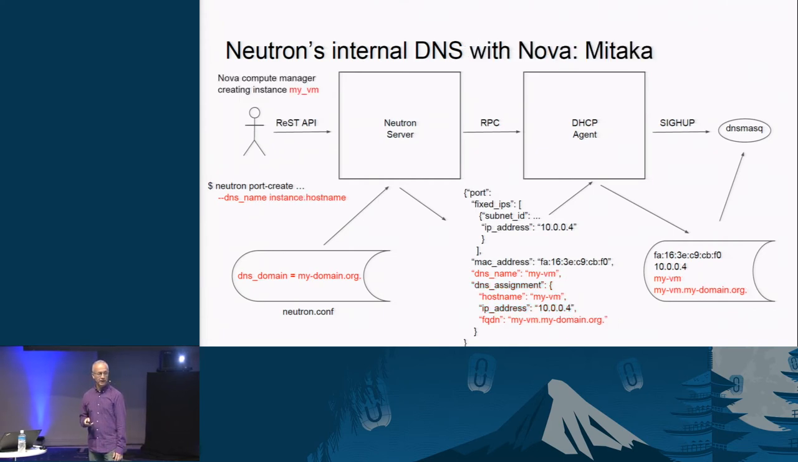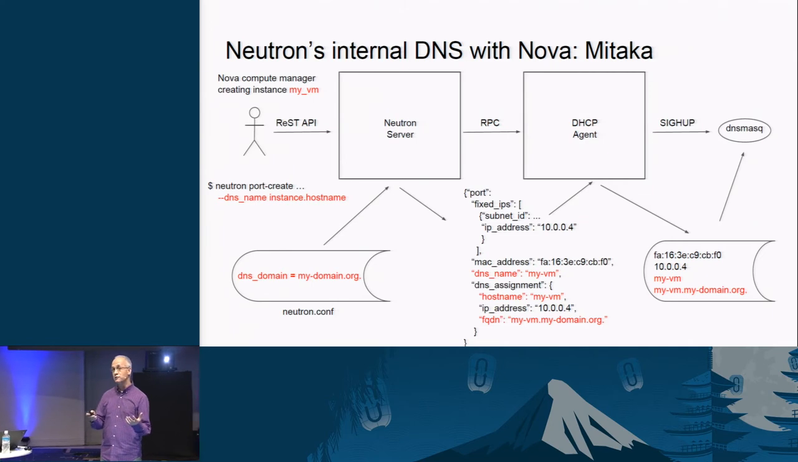Once we have that in place, we made a little change in Nova, and essentially Nova uses the Neutron client to create ports whenever you create an instance. So essentially what we did is what we are showing in the left side of the slide. Essentially now Nova does a port create specifying that DNS name attribute. And that DNS attribute comes from the host name of the instance.